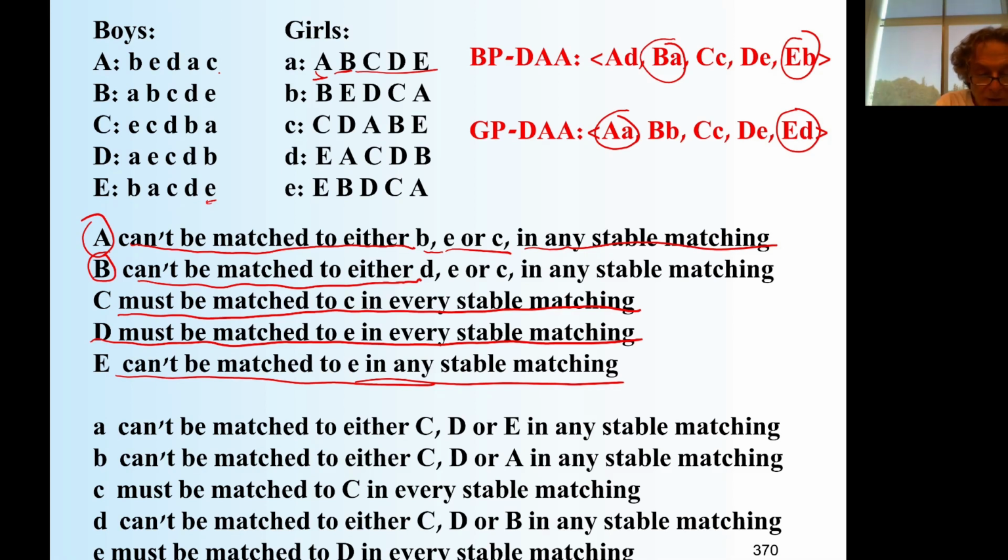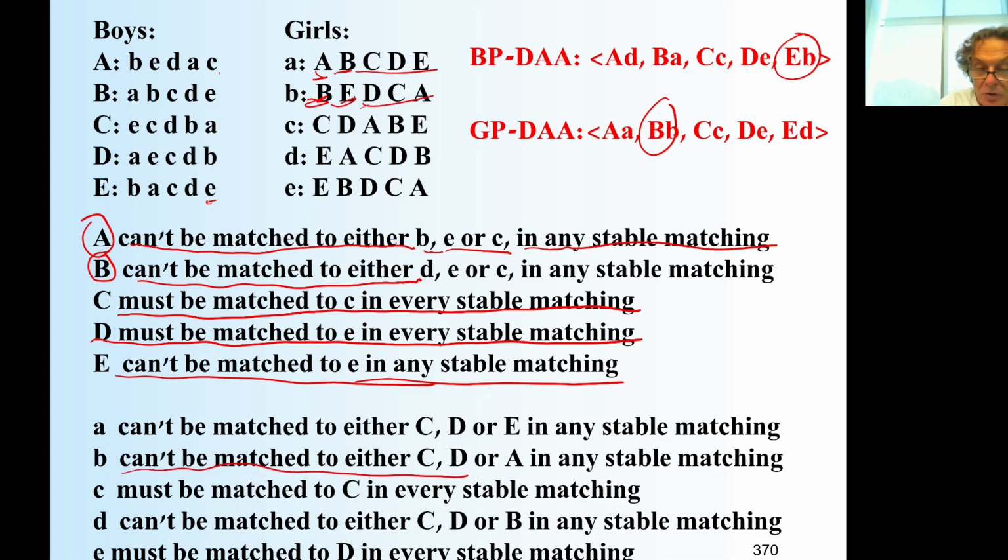Okay, let's talk about girl B. B is here and B is here. The worst for B is E, the best for B is B. B is the best and E is the worst. She cannot get D, C, or A. B cannot be matched to D, C, or A. Okay, girl C. C is matched to C in both cases. C must be matched to C in every stable matching.